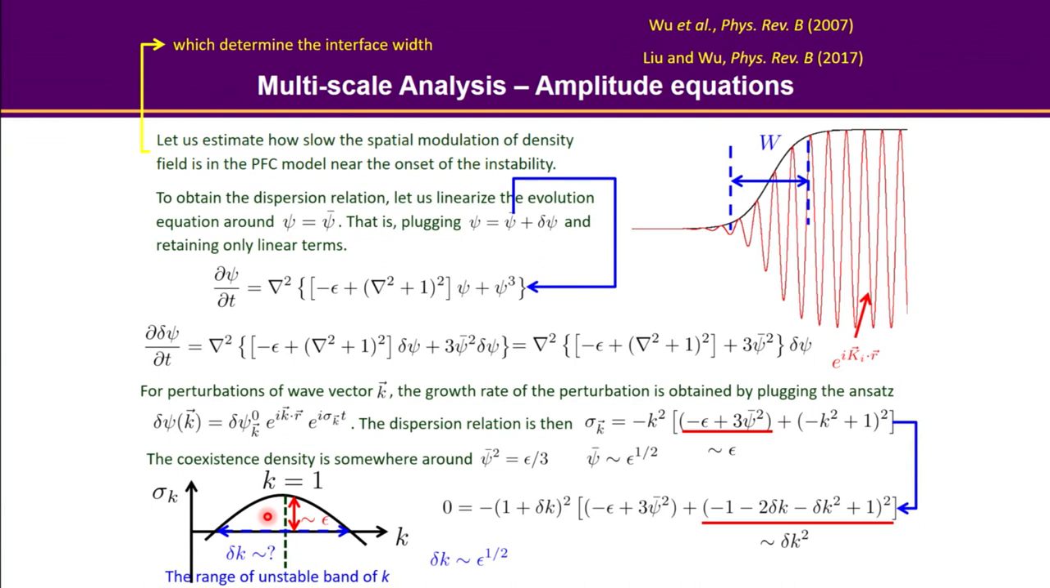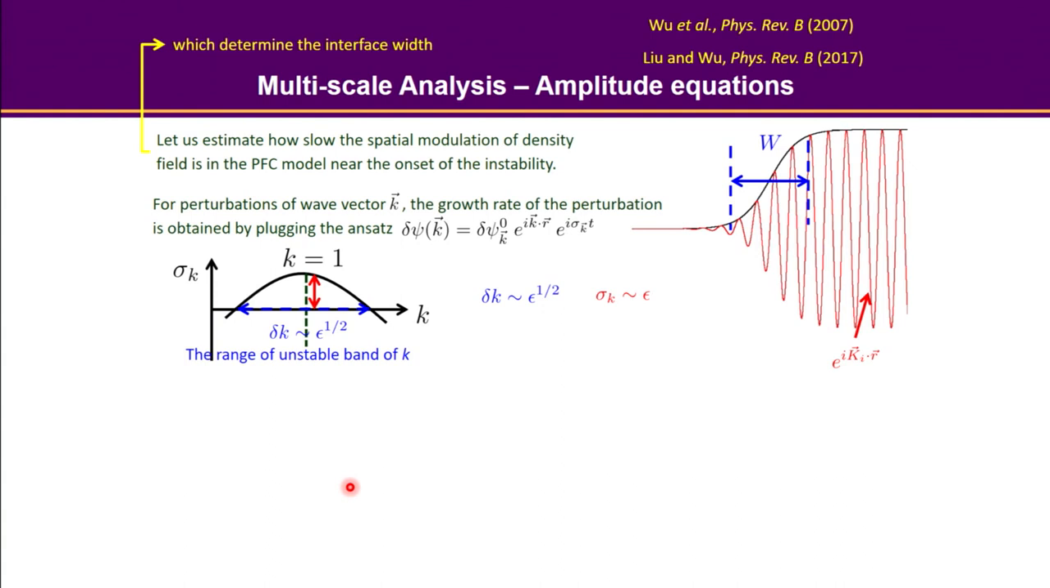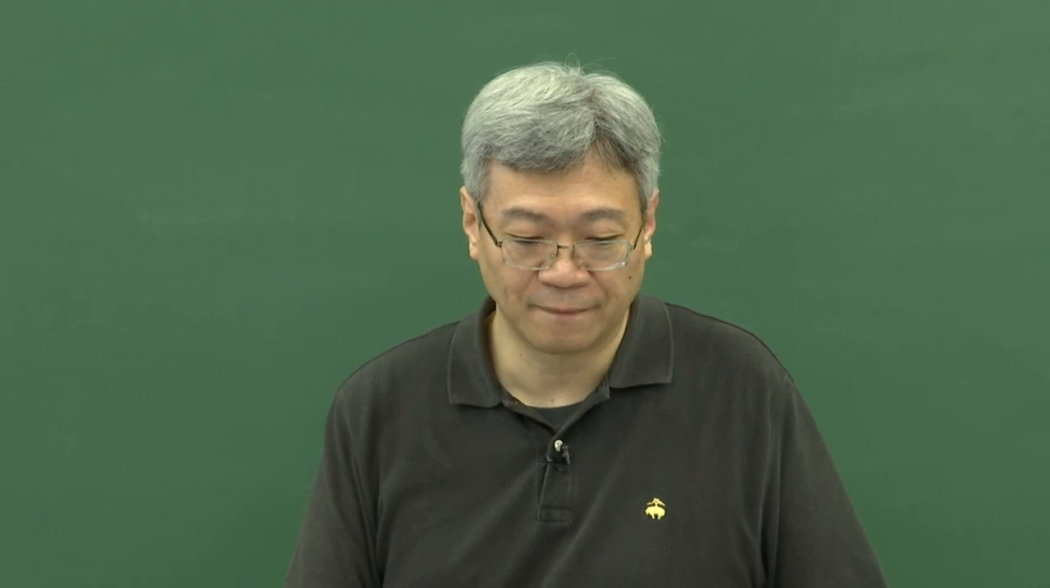So here we didn't really care about the exact relation, like the coefficient. We just want to give you a feeling that very close to the onset of instability, you open up a band. The width is roughly proportional to the square root of epsilon, right? And the growth rate roughly is at the order of epsilon. And that's it. All right. So we are very close to using those two results to estimate what's the width of this spatial modulation.